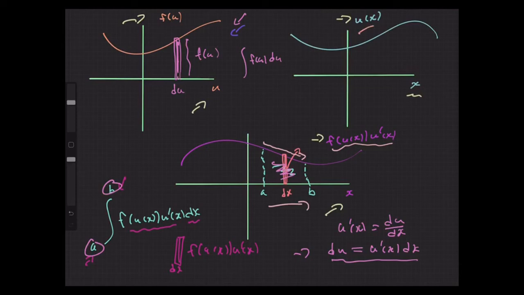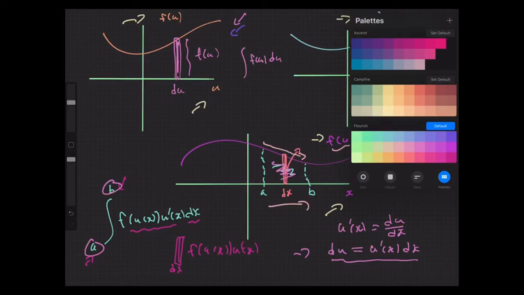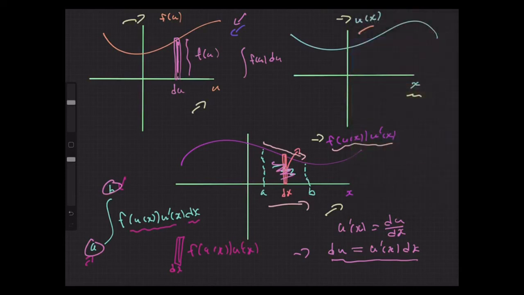U is a function of x. Okay, so we have this function u of x, and we have x varying between a and b. That's what's happening down here. x was going from a to b.